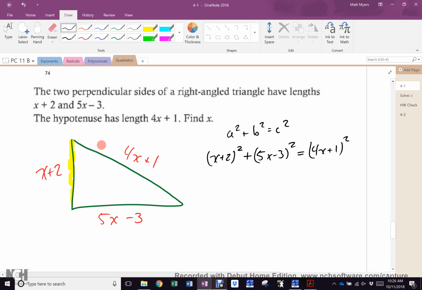Okay, so in order to make your lives easier, I'm going to expand that in red, I'm going to expand that in blue, and I'm going to expand that in green.